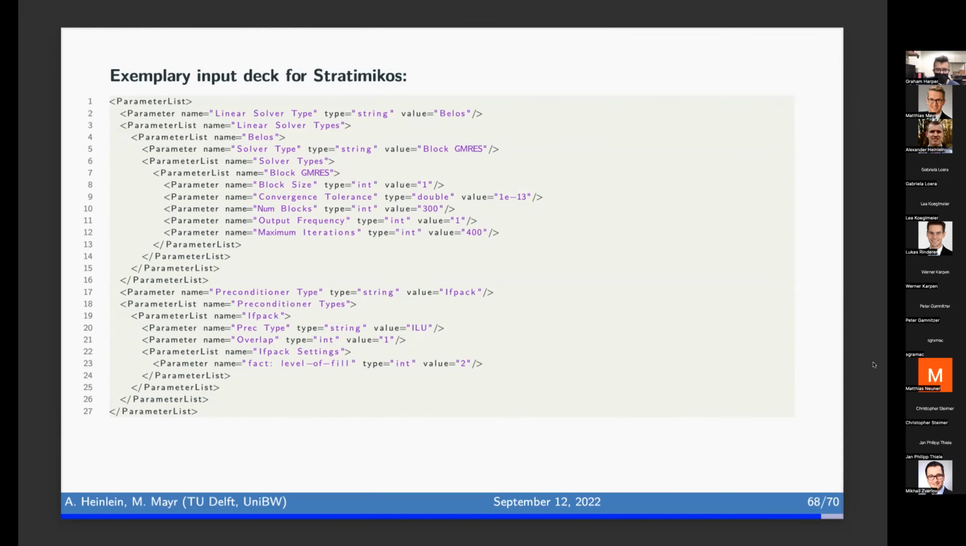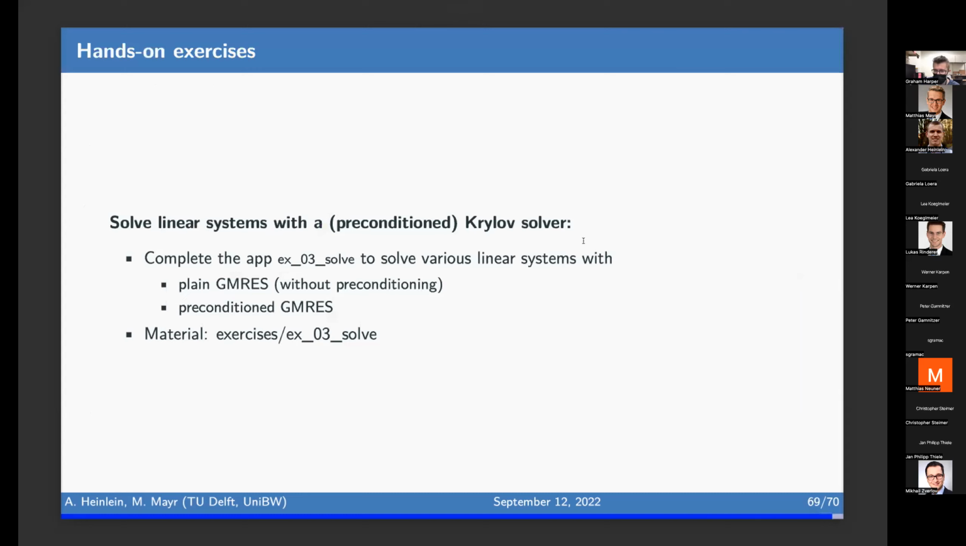But with that, I think I'm on time. I should double check, but I believe this gives us time for the hands-on exercises now. And for the hands-on exercises, what we'll do is we'll solve a linear system with the now preconditioned Krylov solver based on this information we just looked at. And this is of course in the example 03 solve. And I think that's it.